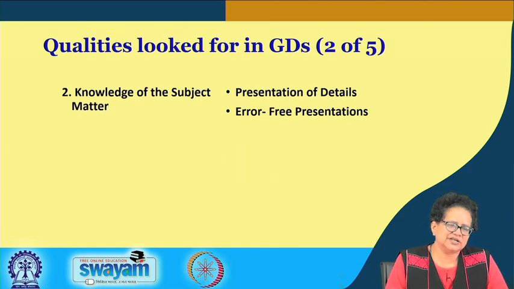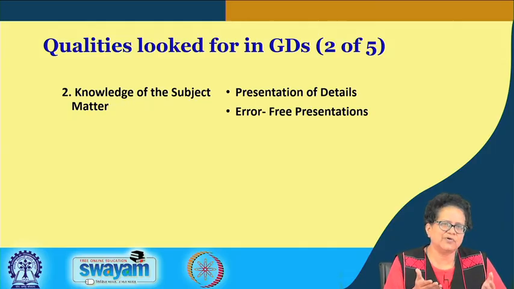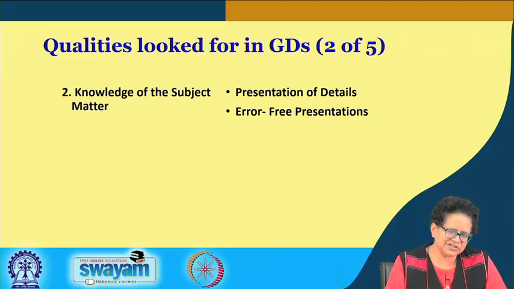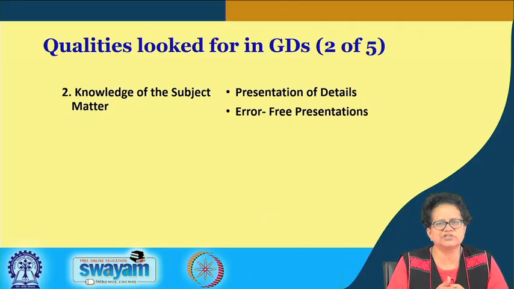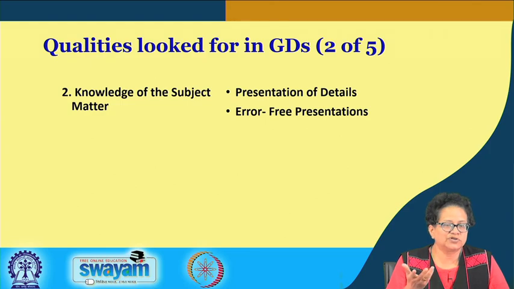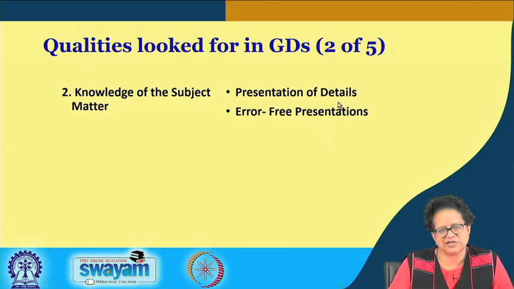Number 2, the second one is knowledge of the subject matter. Of course, for the first type of GD which we will have in the lab, we will give you reading material, even if it is a reading material on euthanasia or on reservations or whatever it is. The point is, apart from what the reading material says or provides you as information, how much more knowledge of the subject matter do you have. So, this is proved by the way in which you present the details.